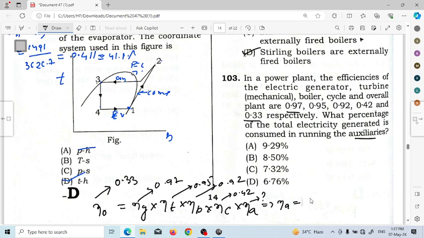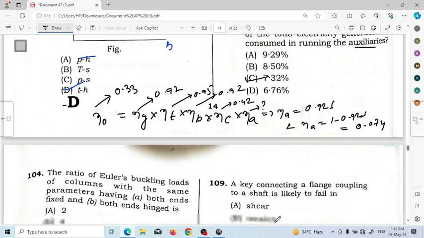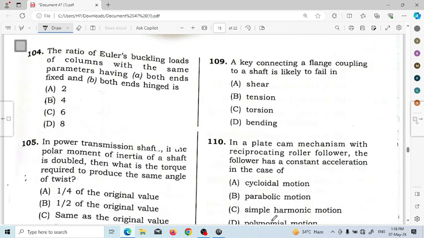So efficiency of auxiliary will be 0.926, and the electricity generated for running the auxiliary will be 1 minus efficiency of auxiliary, 1 minus 0.926, which is equal to 0.074, which is closely equal to 7.32%. Option C is the correct answer. Next, question number 104.